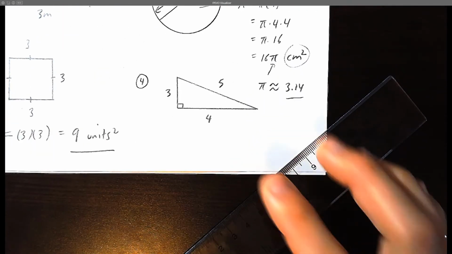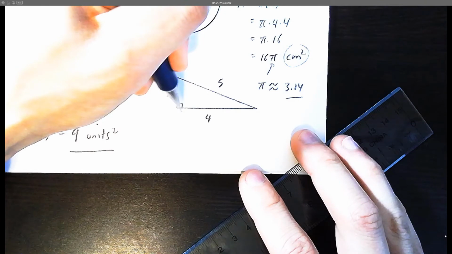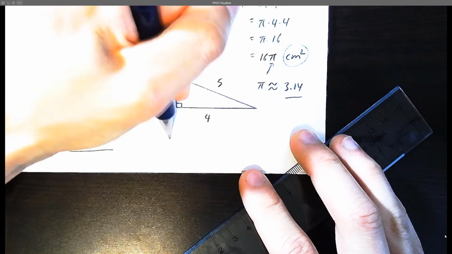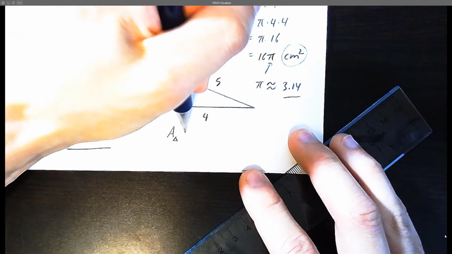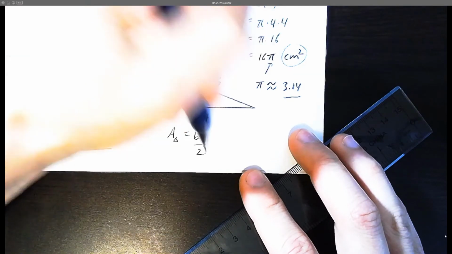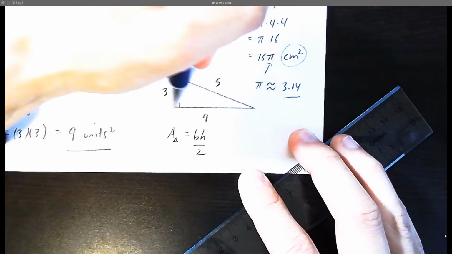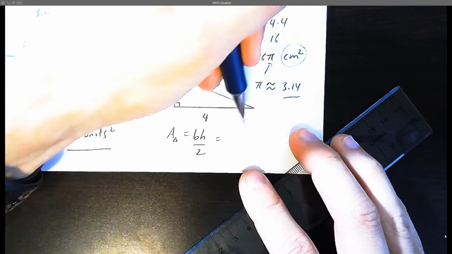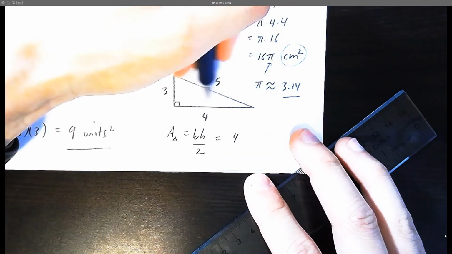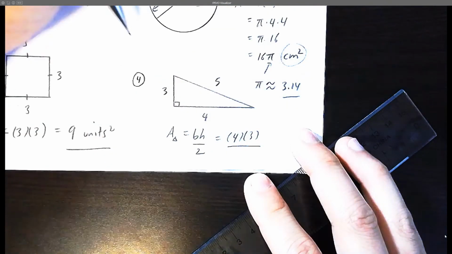So the last example here, we have a triangle. We have a right triangle. A right triangle includes a right angle. The area of a triangle is equal to the base times height divided by 2. So the base here is 4, the height here is 3. 4 is the bottom, the part that's touching the ground. Base times height divided by 2.